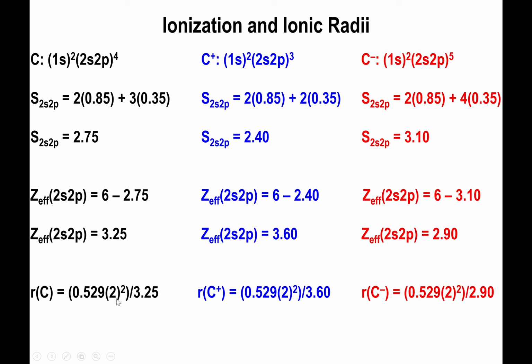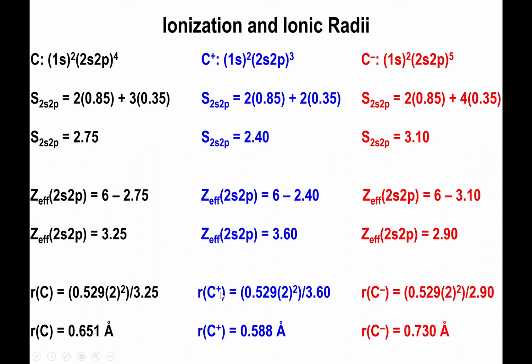So we square that. And we divide that by the corresponding effective nuclear charge of the neutral, cationic, and anionic carbon species, respectively. And when that's done, we find out that the atomic radius of carbon is 0.651 angstroms, the cationic radius is 0.588 angstroms, and the anionic radius is 0.730 angstroms.